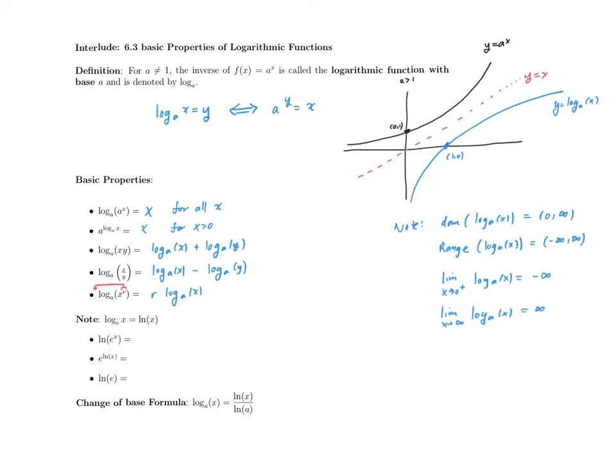In fact, the logarithm that we work with the most frequently is log base e, and because it is something that we encounter frequently, we give it a name. We refer to this as the natural logarithm.